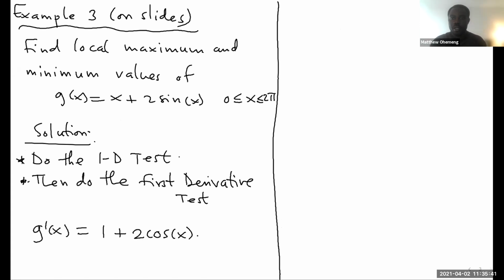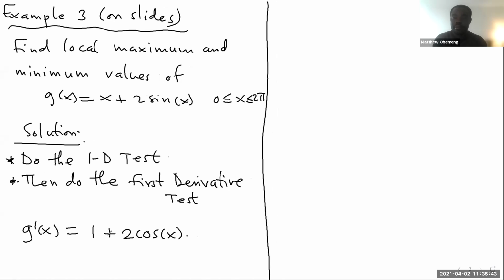Right. Now, after you do this, you factor. But in this case, it's just a binomial, and we can't factor anything here. So we leave it as it is. Now, the next thing we have to do is to get the critical points, right? So get the critical points.